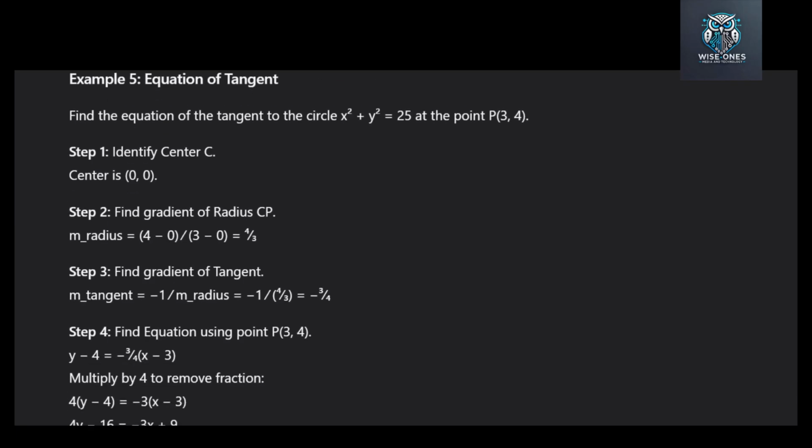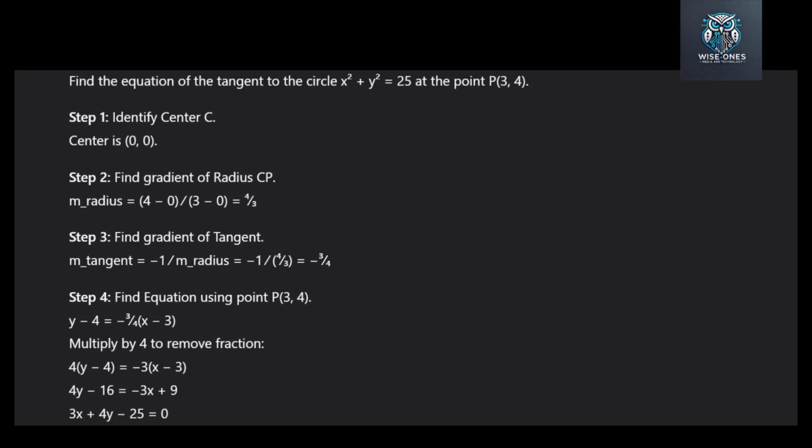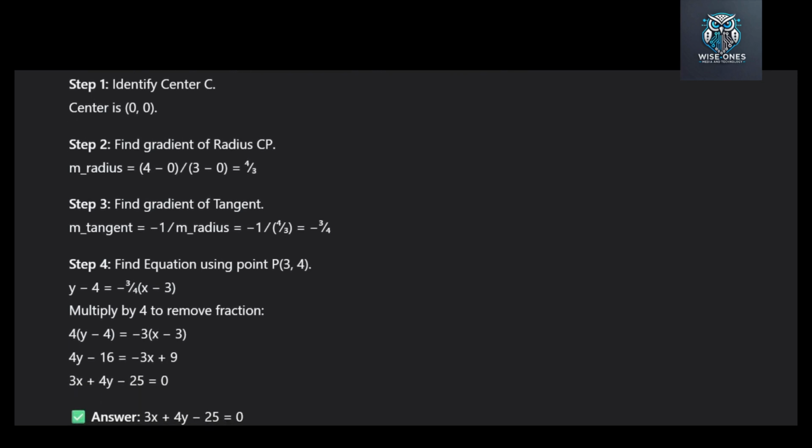Step 2, find gradient of radius CP. C is (0, 0). P is (3, 4). Gradient m radius equals (y2 minus y1) divided by (x2 minus x1). M radius equals (4 minus 0) divided by (3 minus 0). M radius equals 4 divided by 3.